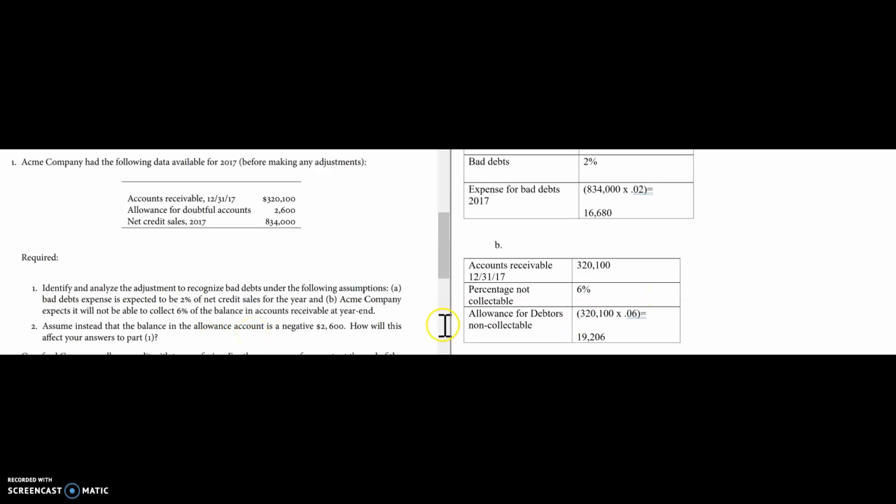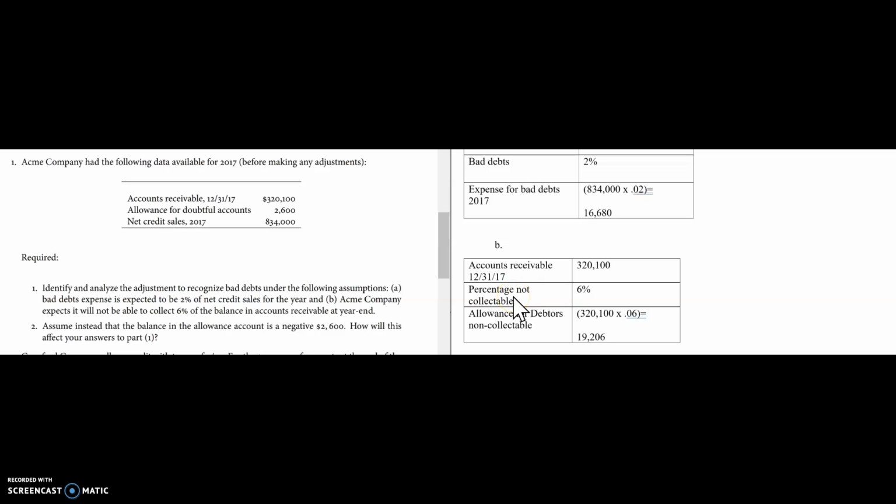To answer the second half of question 1, we look at assumption B, which is that the Acme Company will not be able to collect 6% of the balance in accounts receivable at year end. So in order to identify and analyze the adjustments necessary to recognize the bad debts, we take the data which was given for accounts receivable at year end, which is $320,100.